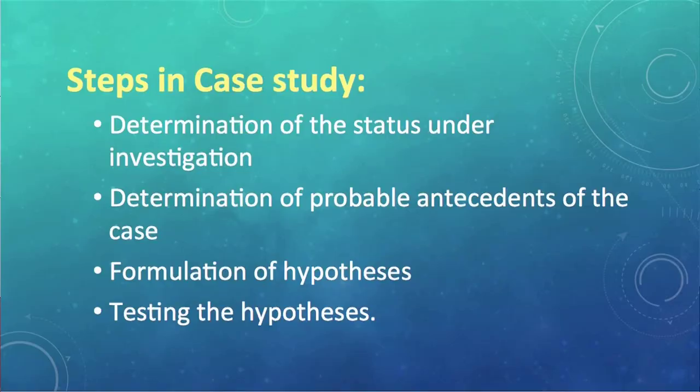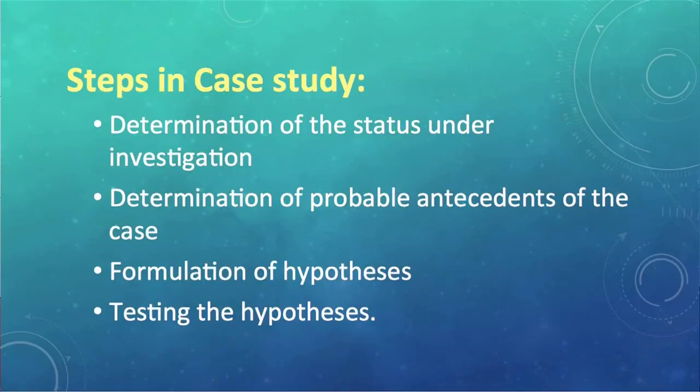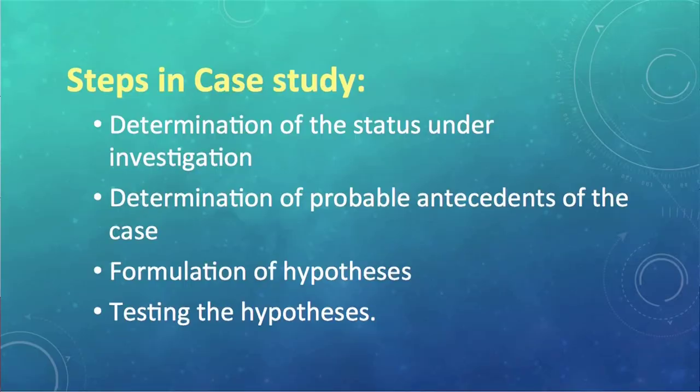There are some case steps in this method also. First is determination of the status under investigation. First of all, we have to know the status of the case: what is going on, and what is the problem under investigation? Then determination of the probable causes, meaning what can be the probable reasons why the child is behaving like this. This is very important to determine. Next is formulation of hypothesis, meaning some reasonable guesses, and testing the hypothesis. So case study is the most important and widely accepted method of educational psychology, and it is also used by researchers to know about the different kinds of behavior of a particular person or a unit.